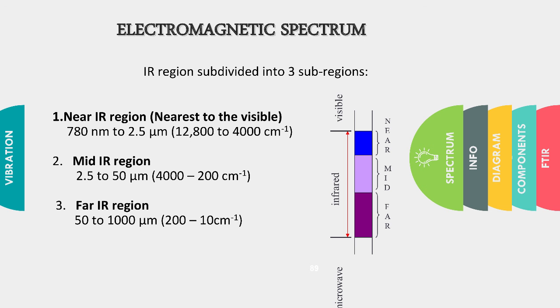The IR region is subdivided into three subregions. First is the near IR region. It is the nearest to the visible. It ranges from 780 nanometers to 2.5 micrometers. Second is the middle IR region. It ranges from 2.5 micrometers to 50 micrometers. And the third one is the far IR region. It ranges from 50 micrometers to 1000 micrometers.